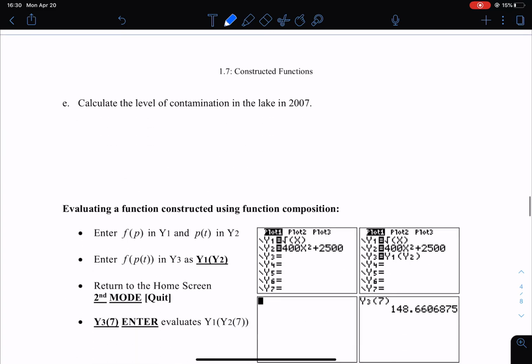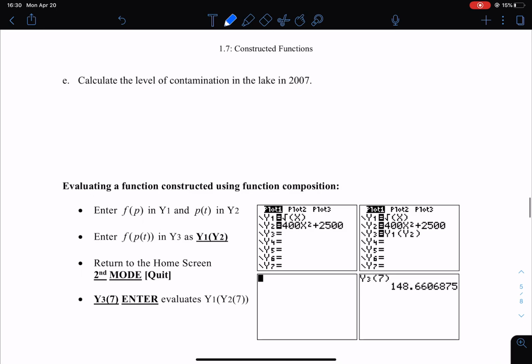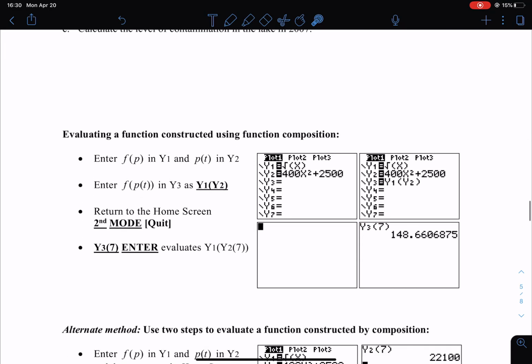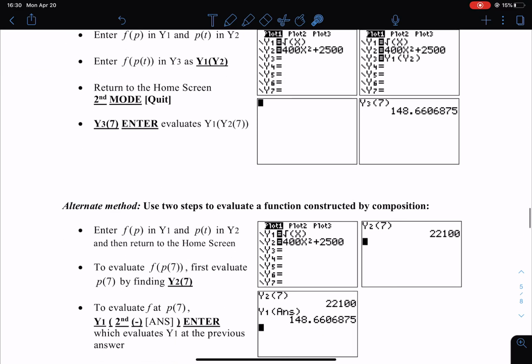And this calculation part shows you how to evaluate a function constructed using function composition. For the function composition, suppose the new function is y1 of y2. First y1 is just y1, and y2 is y2. For the function composition, we generate a new y3, that is y1 of y2. So you can just calculate y3 of 7. That is the function composition. The new function of 7 is just y1 of y2 of 7.